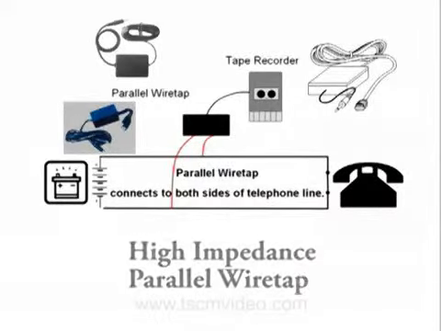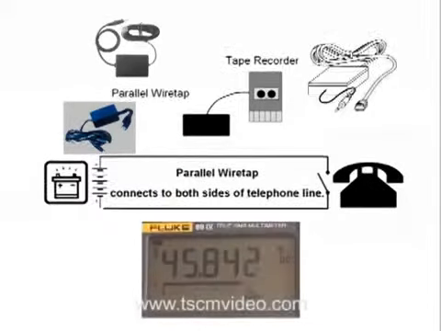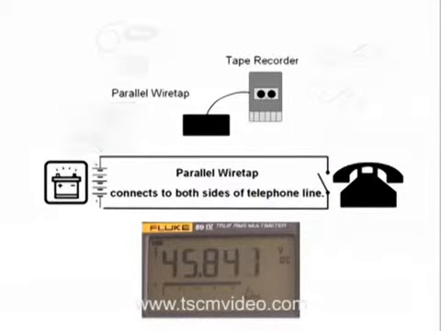To demonstrate this, I'm going to connect and disconnect this Radio Shack high impedance parallel wiretap. As I do so, watch the meter readings on your screen. Okay, this is with the device not connected. Now I'm connecting the Radio Shack parallel wiretap. Now I'm disconnecting it. As you can see, there's no meaningful change in the line voltage.